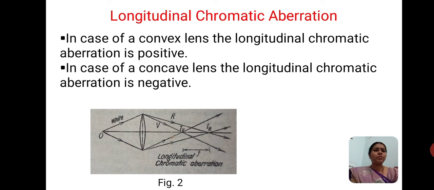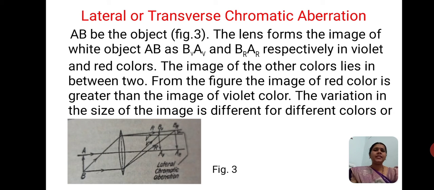Okay. Now we will move to the second one. What is that? Lateral or transverse chromatic aberration. Another name for lateral chromatic aberration is the transverse one. Okay student? Transverse chromatic aberration. So in this one, let us consider a convex lens, and AB is the object, placed in front of the convex lens.